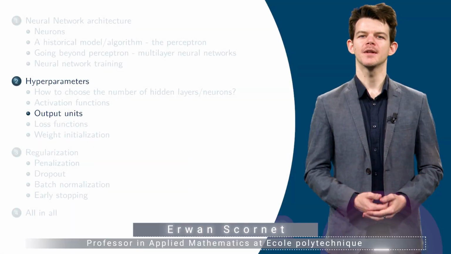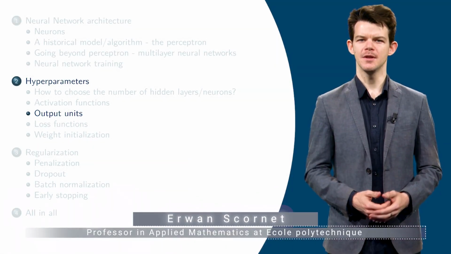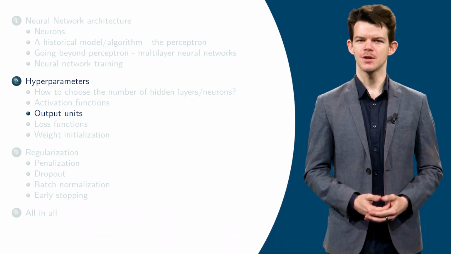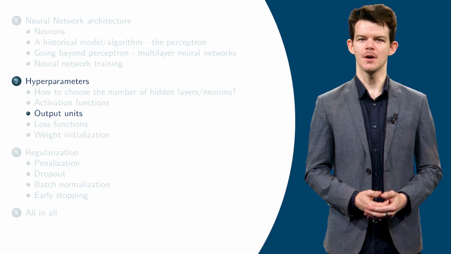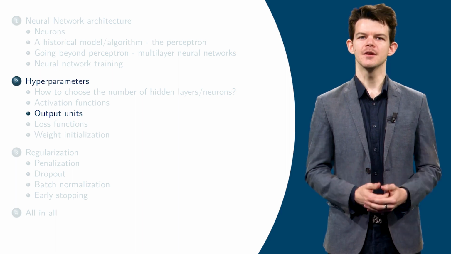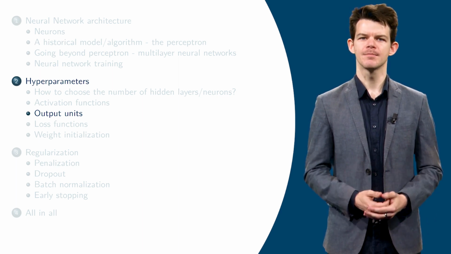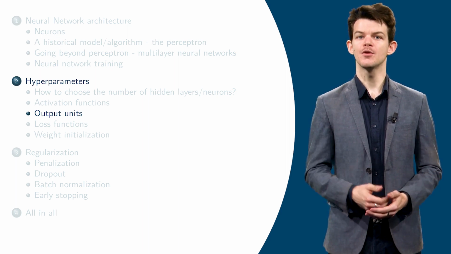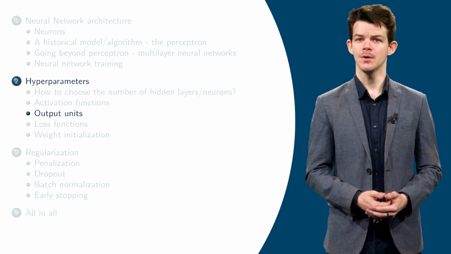Now that we have seen what kind of activation function we can choose in the hidden layers of a network, we are going to see the different types of activation functions we can choose in the output layer of a network. The neurons in the output layer are called output units. Why do we need to distinguish the activation function used in the output layer from the one used in the hidden layers of a network?